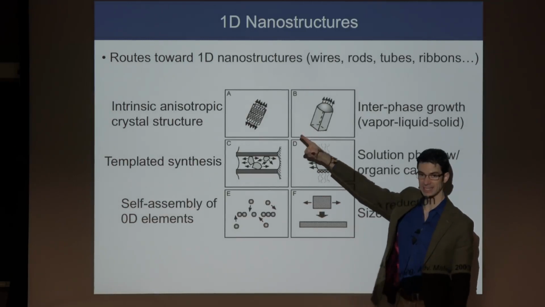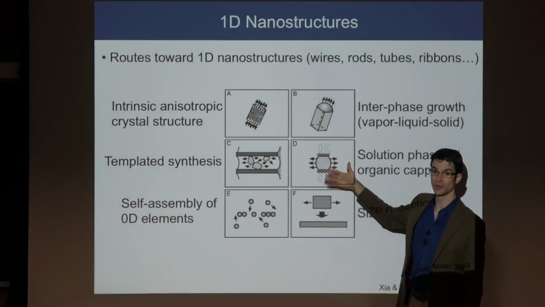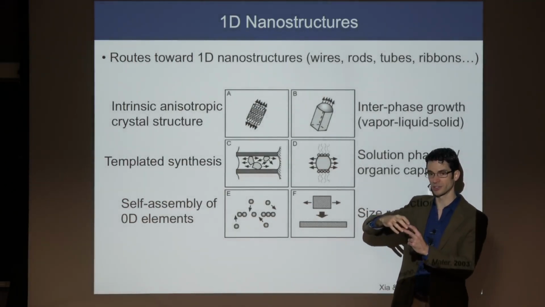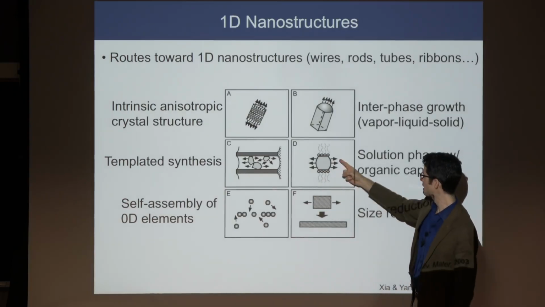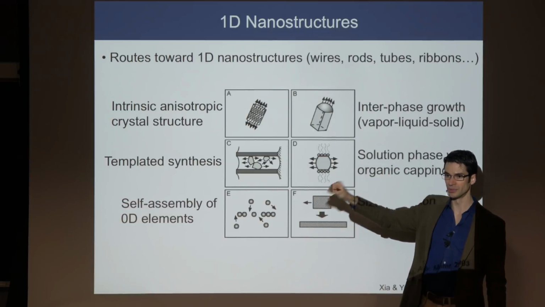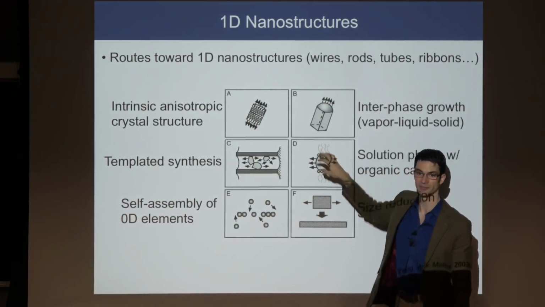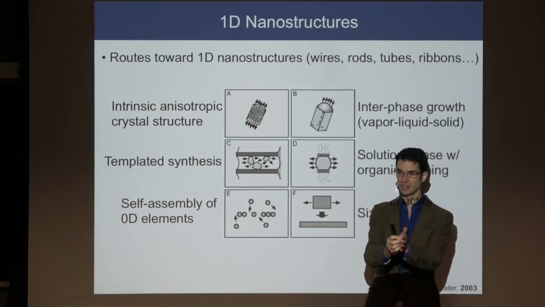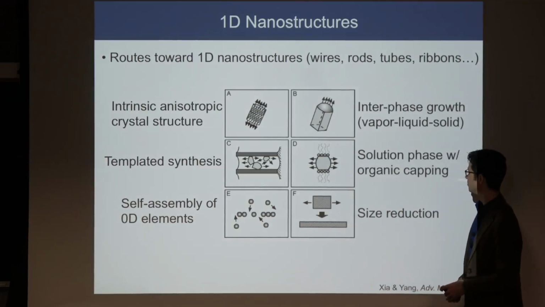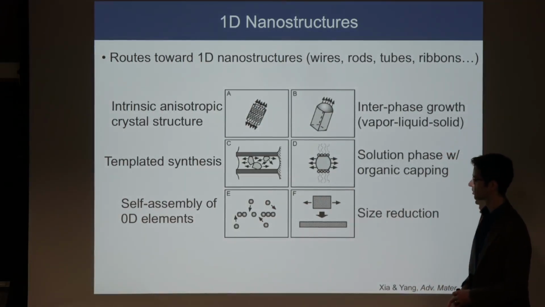D is quite similar to A, except that in this case there's no intrinsic or only a weak intrinsic preference for the structure to grow along a preferred axis. But if you have some capping group, this could be some organic material that you load into the reaction vessel, it will bind to particular facets of the growing crystal so that you can influence the material to grow in only one way. This is solution phase synthesis with an organic capping reagent.